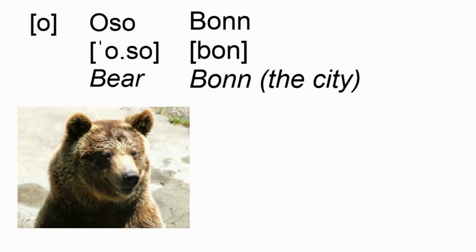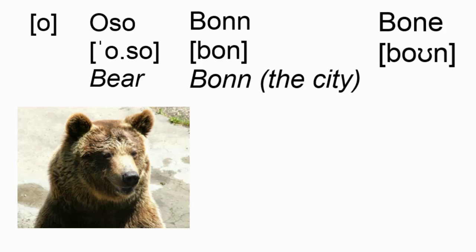Next we have O, as in oso or bon. This vowel is very similar to American English's O, as in bone. The issue with the vowel in bone is that it's actually two vowels. You start at O, which is where you want to be, but then you go to another vowel. Spanish stays put. We say bon.